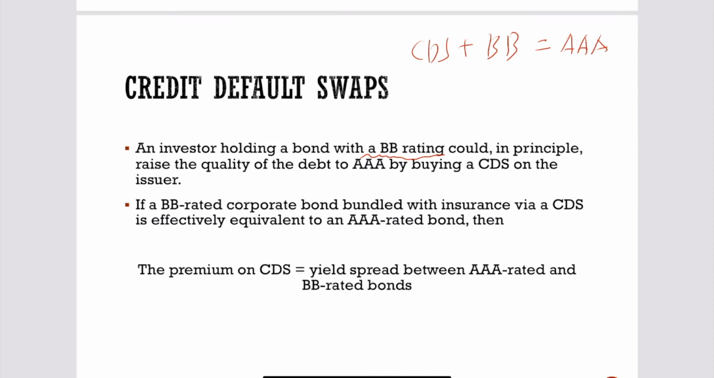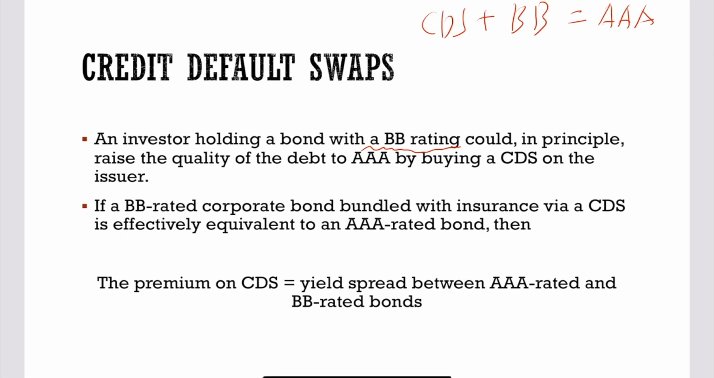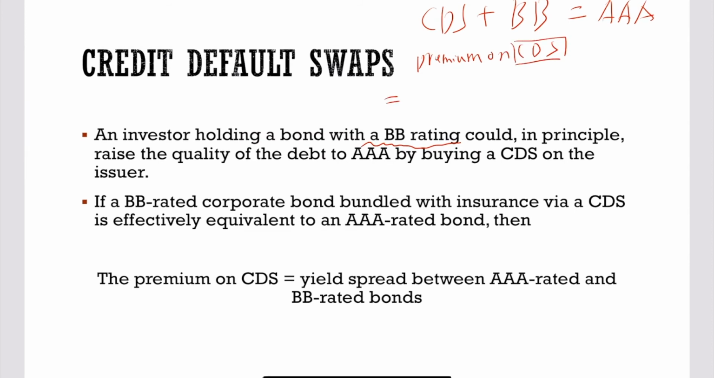Now, how do you determine the premium on the CDS? Well, you can see that if a CDS plus a BB rated bond equals a AAA rated bond, then this basically implies that the CDS premium will be used to compensate the yield difference. That is, the premium on CDS equals the yield of the BB rated bond minus the yield of the AAA rated bond.